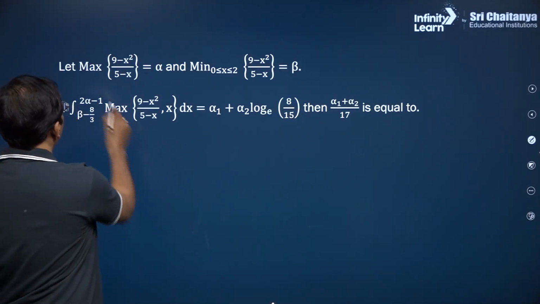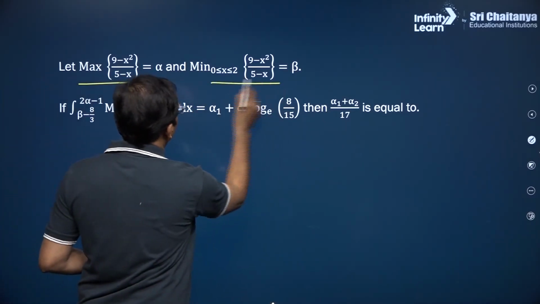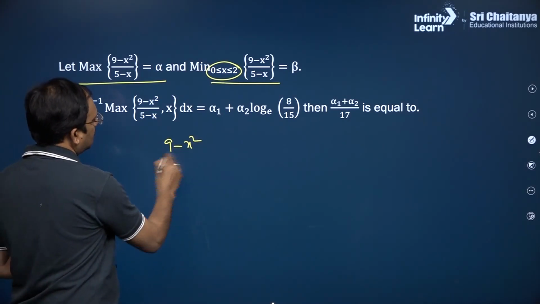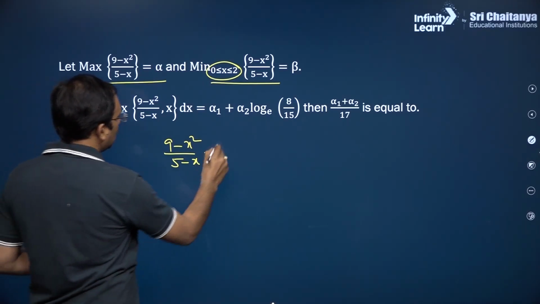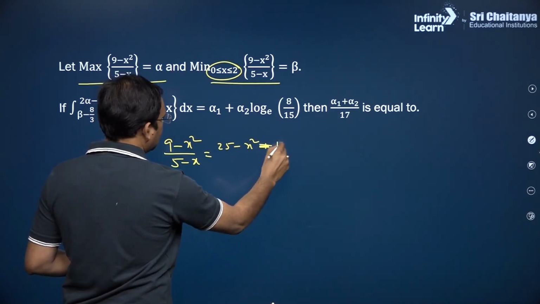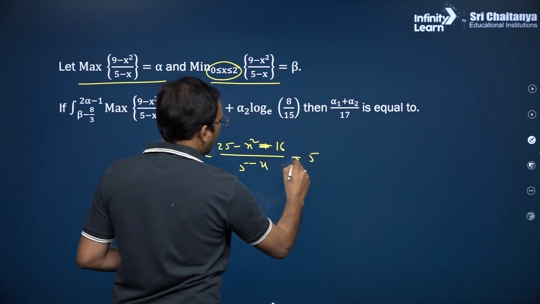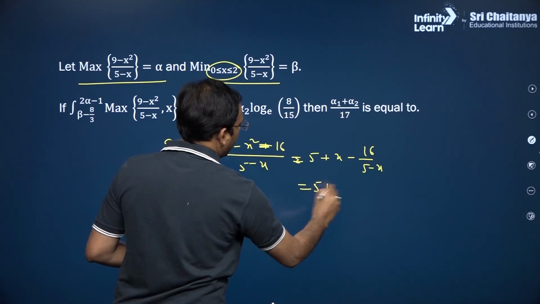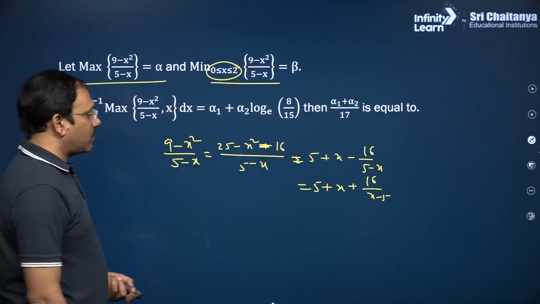Next, this question: the maximum of this expression is alpha and the minimum of this expression is beta when x is taken from 0 to 1/2. You can take (9 - x square)/(5 - x), like, my dear friends, this is 25 - x square, you can write minus 16, over 5 - x, which you will get as 5 + x - 16/(5 - x), or I can say 5 + x + 16/(x - 5). This is the expression, my dear friends.